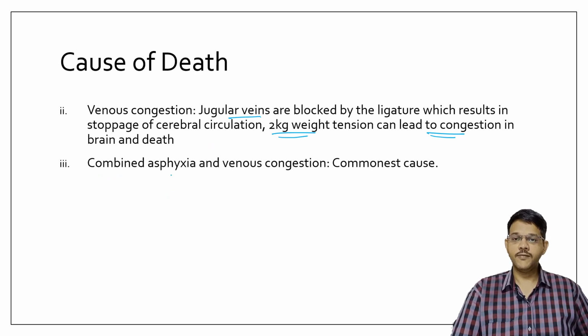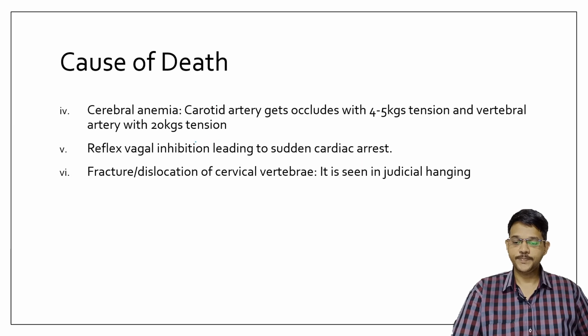The third common cause of death is the combined asphyxia and venous congestion, which is the commonest thing seen, where the trachea is occluded as well as the jugular veins. A combination of both may lead to death.